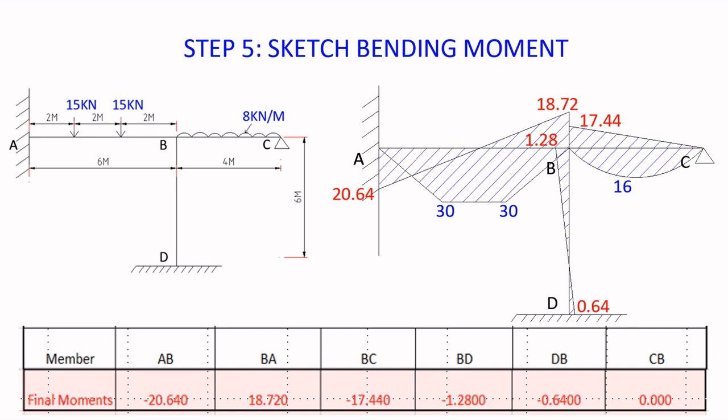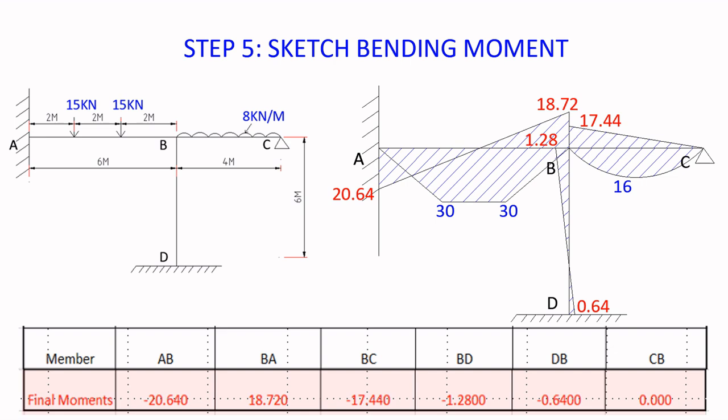So for AB, we had calculated it as negative 20.64, and I've indicated that there. Then for BA it is 18.72, I've indicated that there. So for the sagging moment in span AB, we have already calculated that as 30. So the sagging moment will look something like a trapezium, as shown in the diagram.